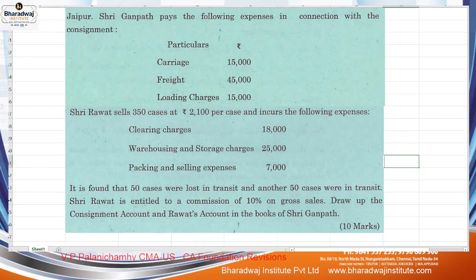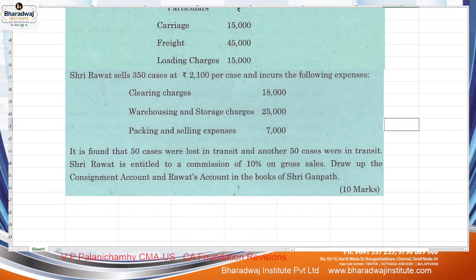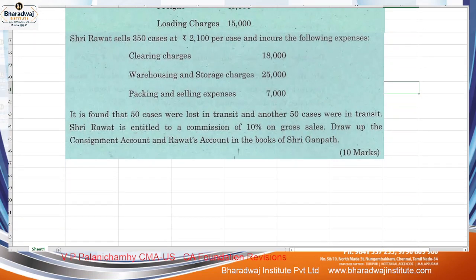Clearing charges are a non-recurring expense. What about warehousing and storage costs? Recurring expenses. Packing and selling expenses should not be included in the value of closing stock. It was found that 50 cases were lost in transit.